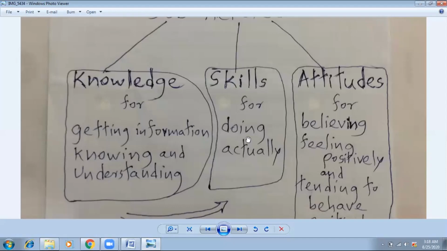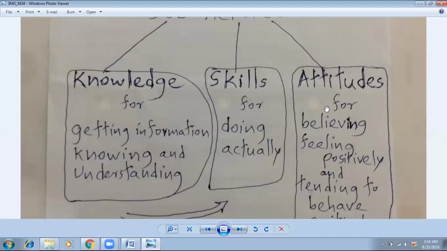For example, consider myself. I am engaging now in teaching. I have knowledge about teaching, the principles of teaching, the principles of learning, all this. But of course, I have to engage in teaching. Now I am engaging in teaching. For that, I must have the right skills to do right teaching.